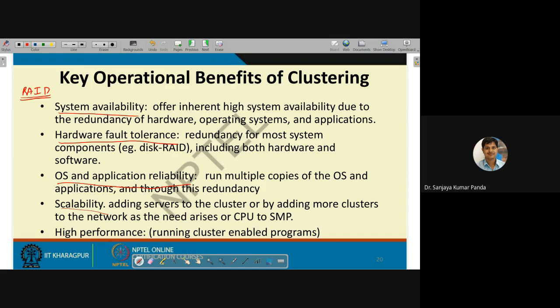The last one is high performance. High performance means running cluster-enabled programs. You can achieve high performance if you do multiple works at the same time. But throughput says how much work you have completed in a particular period of time, so that is called high throughput. For high performance you can also use CPU and GPU; for high throughput also you can use CPU and GPU. But in the cloud case we focus on high-throughput applications, whereas when you go for cluster or grid, they rely on high-performance applications.